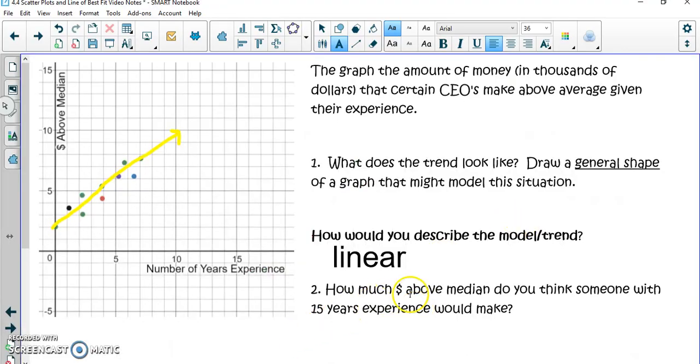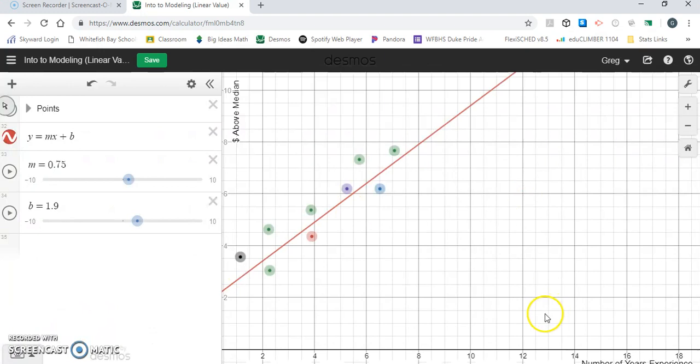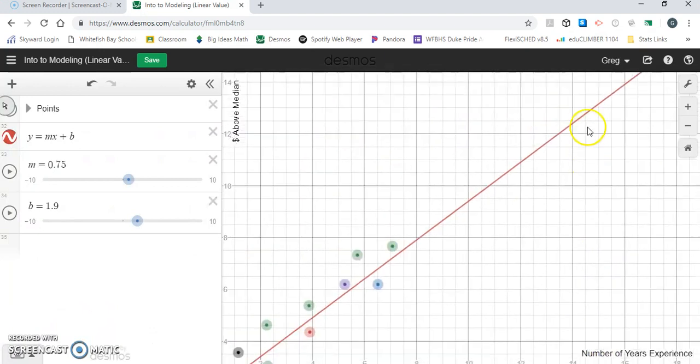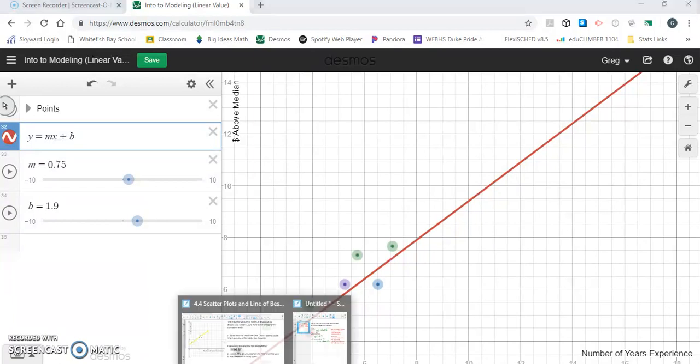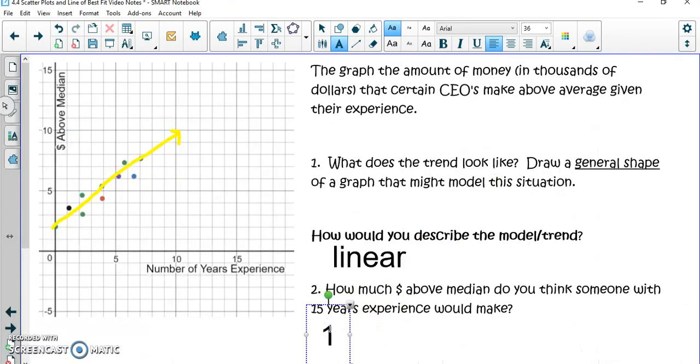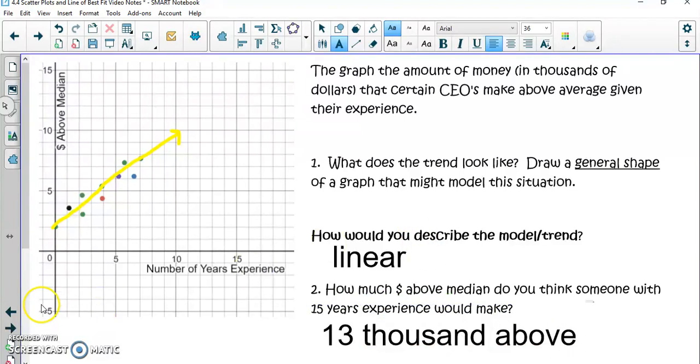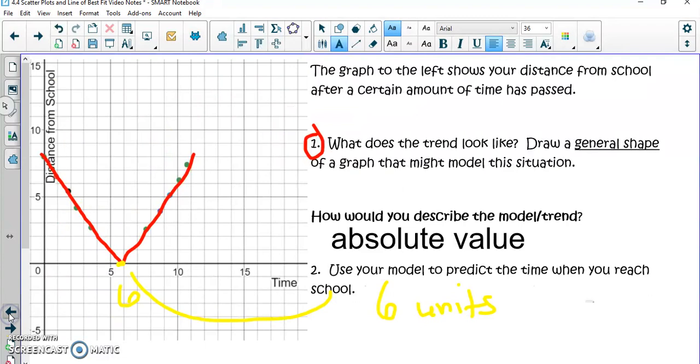So for instance, it says, how much money above median do you think someone with 15 years of experience would make? Well, without the trend, we don't have that data, so I wouldn't be able to answer the question, but I can go ahead and just predict with that trend line. So like 15 would be maybe right here. On my line, it looks to be about, if X was 15, maybe about 13,000 above the median. So I can use that line to predict 13,000 above.